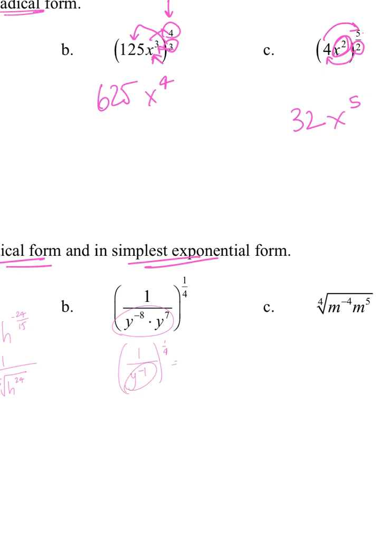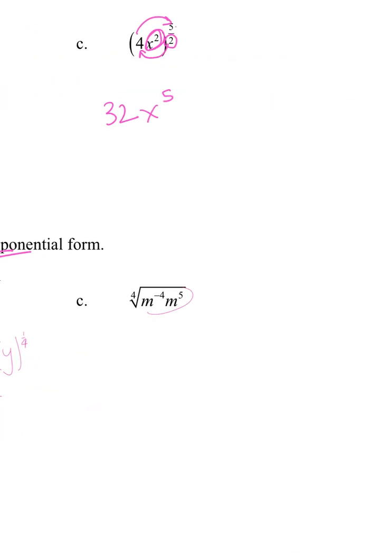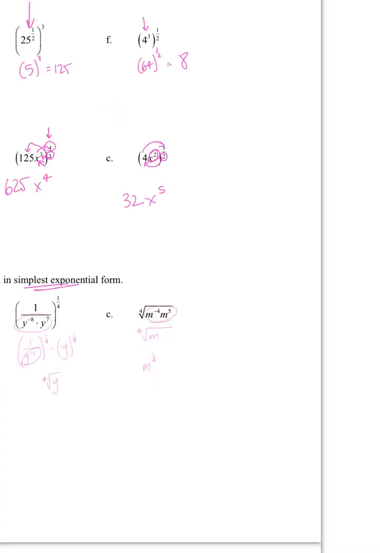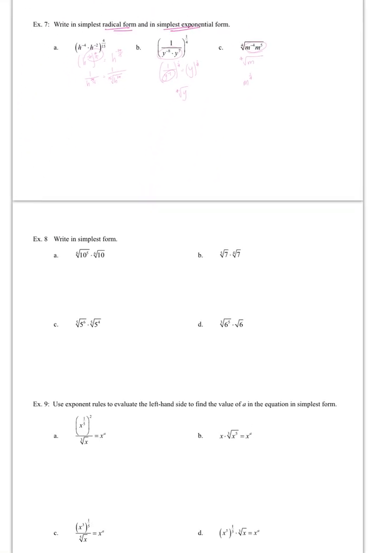Then all of this moves up. And now I have it in simplest rational form or exponential form. And then changing that to a radical, that's the 4th root of y. Okay, and then for this one, I'm going to clean this up inside just a little bit. Adding those, I get just an m, so that's simplest radical form. And switching it to the other form, that would be m to the 1/4. All right, and then moving on. We're on example 8.